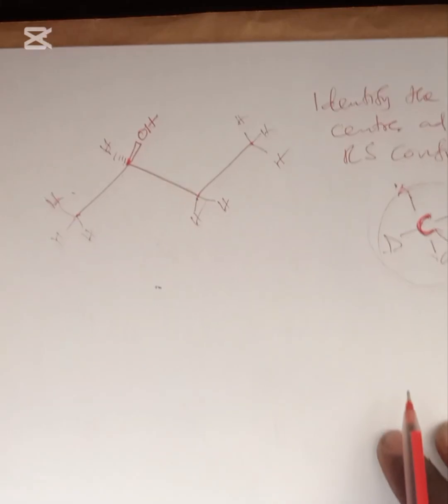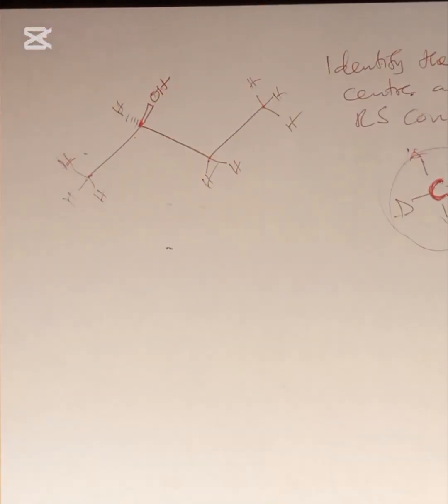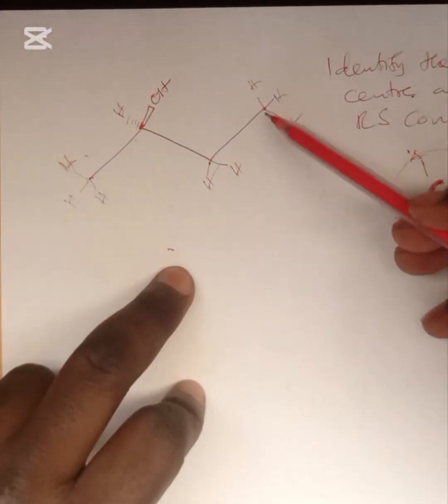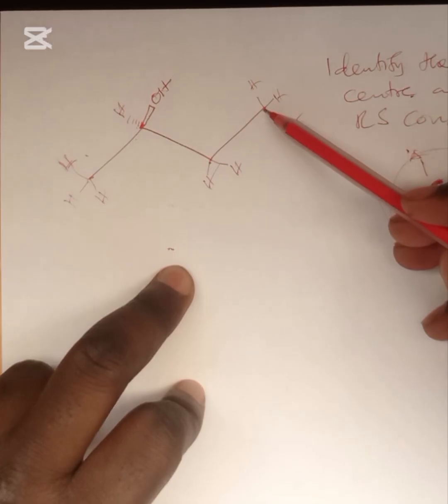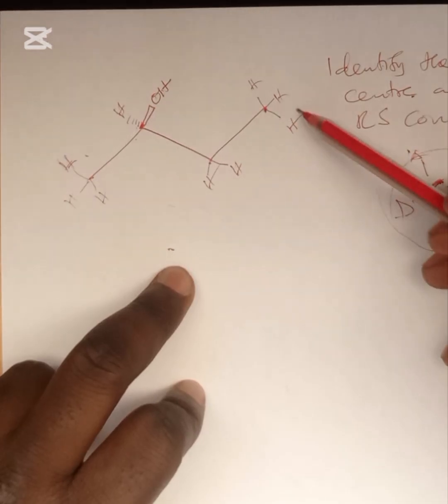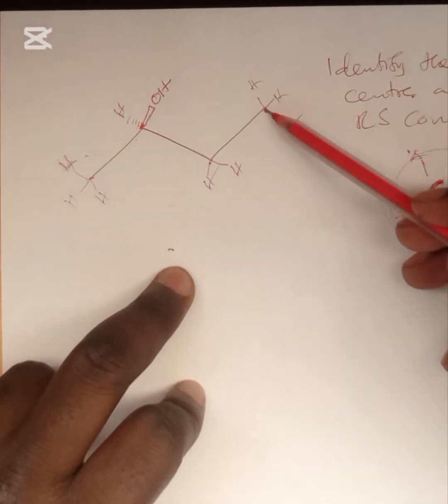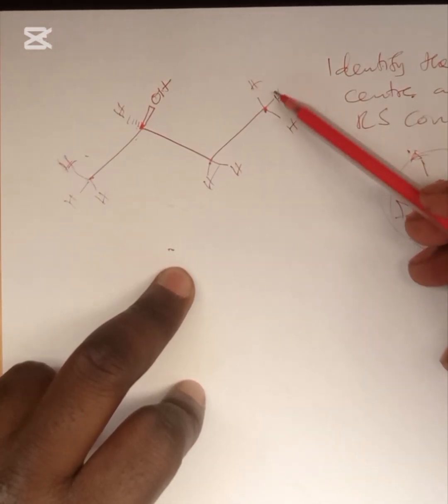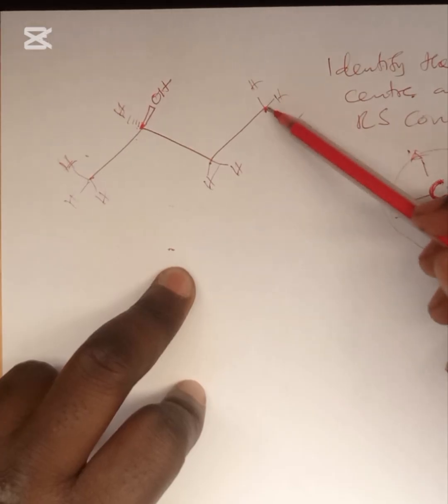Now, the question is saying identify the chiral center and assign the R/S configuration. A chiral center should have 4 different groups. In this case, you have a carbon here bearing hydrogen, hydrogen, hydrogen, 3 of them. So this carbon here is not a chiral center because it does not bear 4 different groups. Therefore, this carbon here is an achiral carbon.